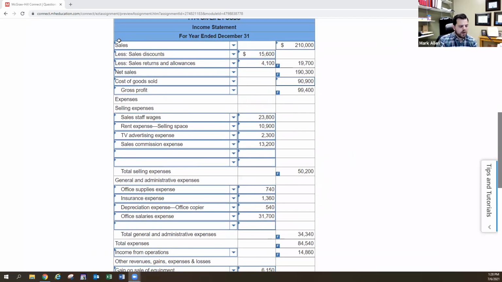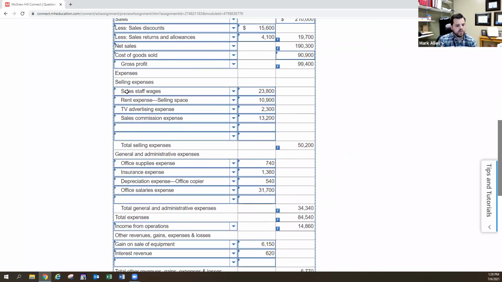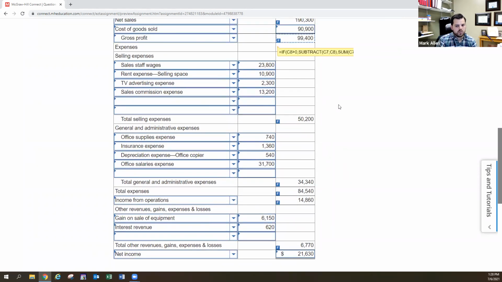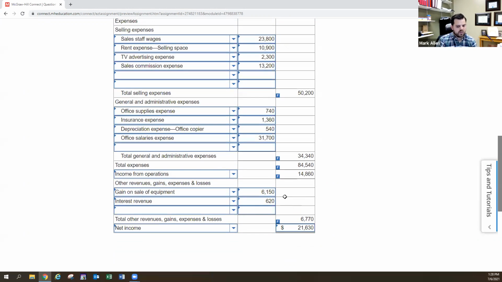All right, so it breaks out into a few more areas, but we start with sales. We then come down to gross profit. We then break our expenses into two main categories, selling expenses and general and admin expenses. That gives us total expenses. Then the difference between my total expenses and my gross profit is my income from operations. And then of course we add in all those extra things at the bottom to give us total other items. And then this plus that gives me my net income of $21,630.